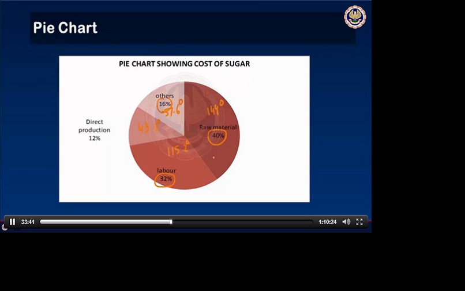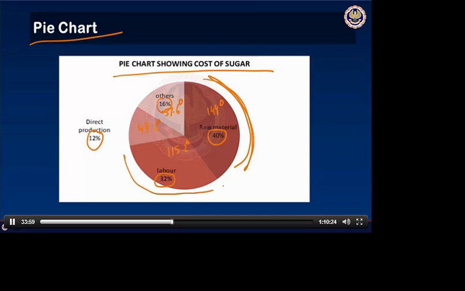We can always also represent data in terms of percentage of the circle. So raw material is 40% of the cost, whereas labor is 32%, others is 16%, and production cost is 12%. This is a pie chart showing the cost of sugar. We can now see that the raw material constitutes the maximum cost, which is about 40%, and then labor is the second big component, which is 32%, and then we have others, which are 16% of the cost, and direct production is 12% of the cost. So this is how the pie chart looks.